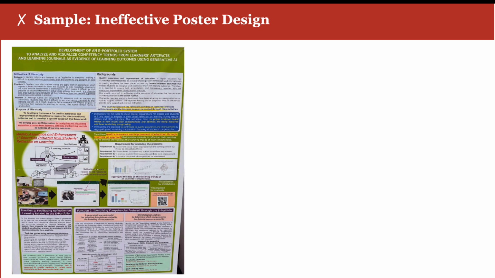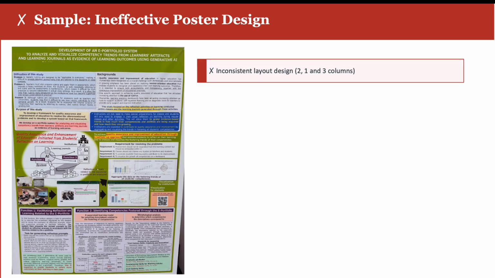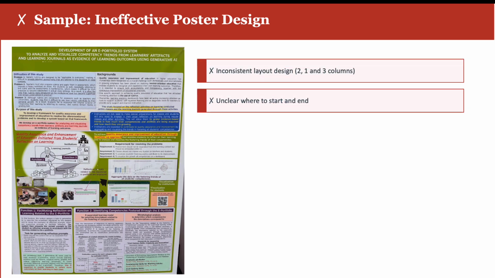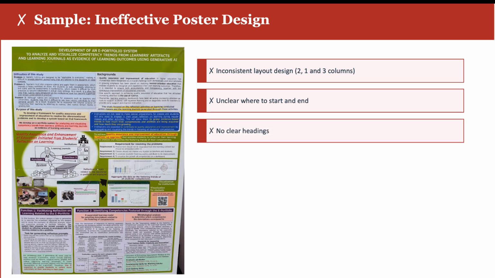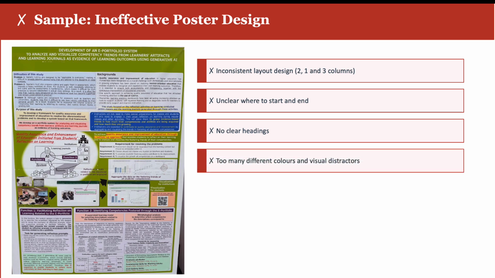So here's an example to show when the layout decisions are not made consistently from the start. The poster shifts between 2, 1, and 3 columns across the different sections. It creates a disjointed reading experience, and the reader doesn't have a clear starting or endpoint or clear path to follow. The other problem is that there are no consistent section headings. The color palette is also quite cluttered with too many competing colors and visual distractors.